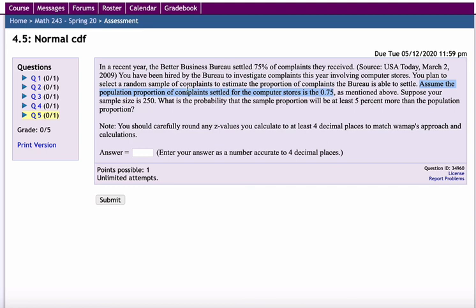I'll never ask a question this way. If this were on a test, I'd say, what is the probability that the sample proportion will be at least 80%? But they don't. They say 5% more. They mean 80%. Hopefully in here, they give you P and they give you N so that you can answer the question. So another Normcdf one. And that's this homework.